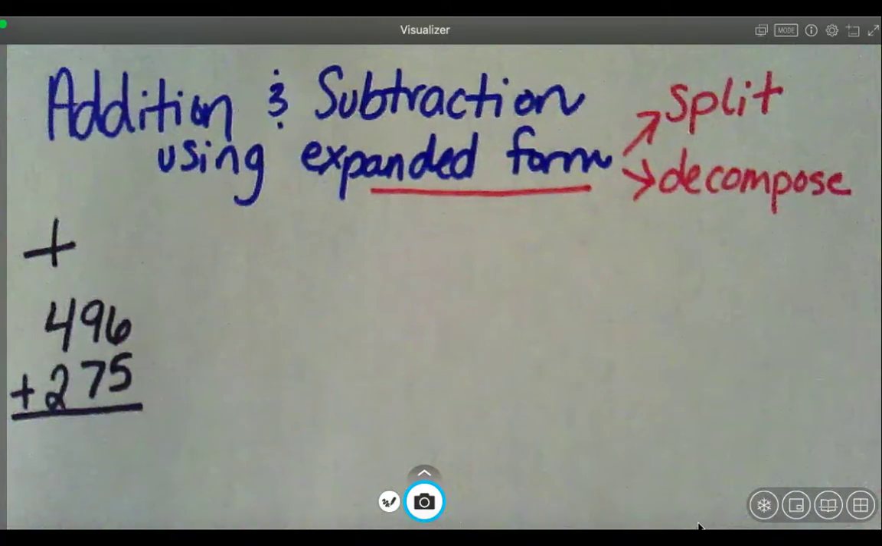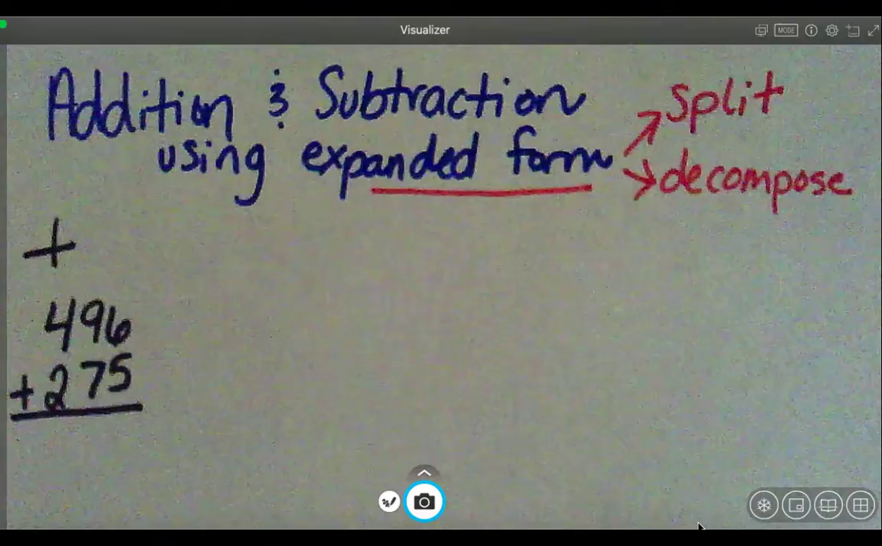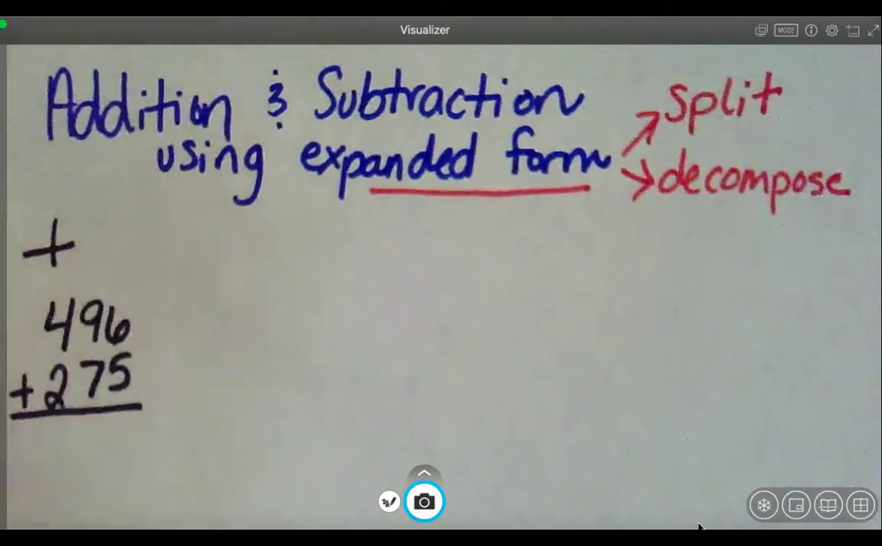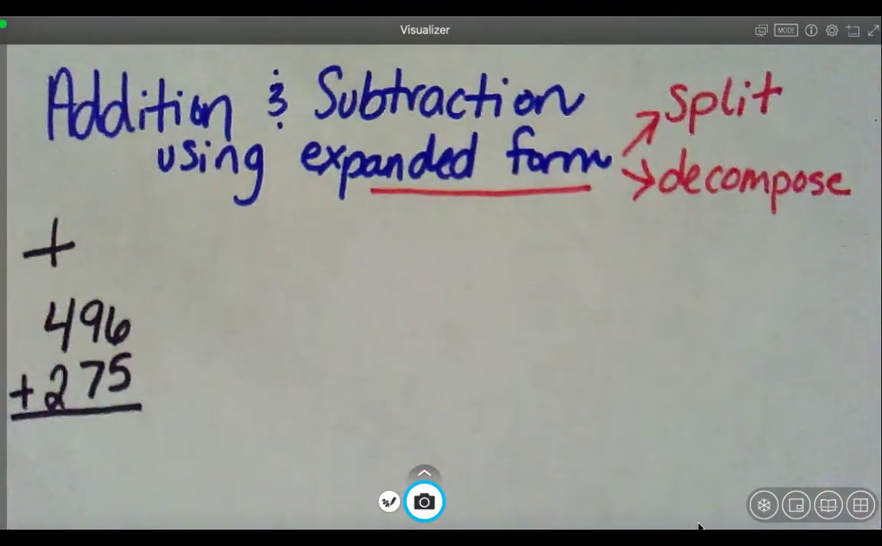I'm going to start by doing an addition example, and I'm going to show you 496 plus 275. So I first want to show you the relationship between how expanded form relates to our base 10 number system. So what I'm going to do first is I'm going to show you the value of these numbers using base 10 blocks.